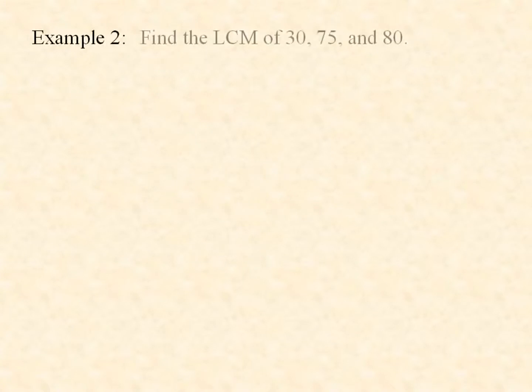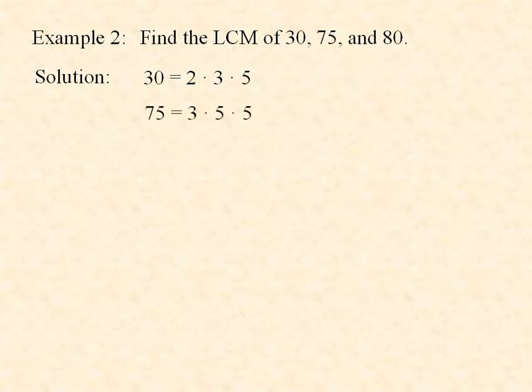Example 2. Find the least common multiple of 30, 75, and 80. Well, we write each number as a product of primes. 30 is 2 times 3 times 5. 75 is 3 times 5 times 5, 3 times 25 there. And 80 is 2 times 2 times 2 times 2 times 5, 16 times 5 there.